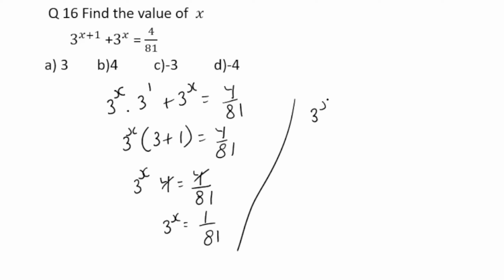3 to the power x equals 1 over 81. We can write 81 as 3 to the power 4. 3 to the power x equals, when the 3 to the power 4 moves to the numerator, it becomes negative, 3 to the power minus 4. Now we have the same base. If bases are the same, powers should be equal. That means x equals minus 4. The answer is D, minus 4.